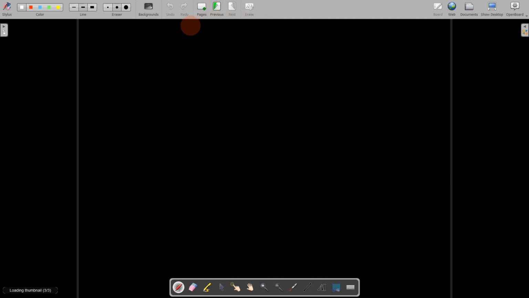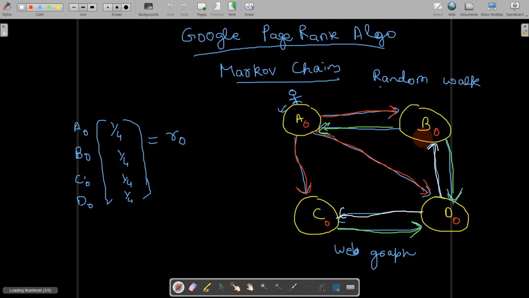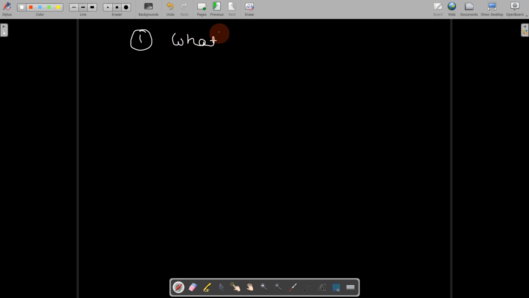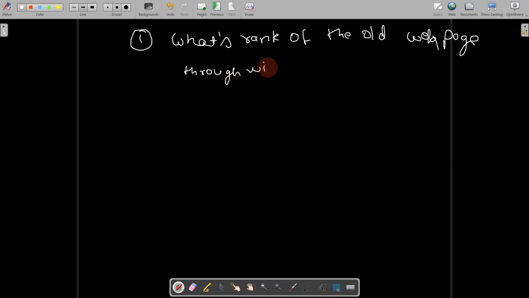So the new rank for any web page is decided by three factors, okay. So the first factor is the rank of the old web page through which the web crawler has reached the new web page.